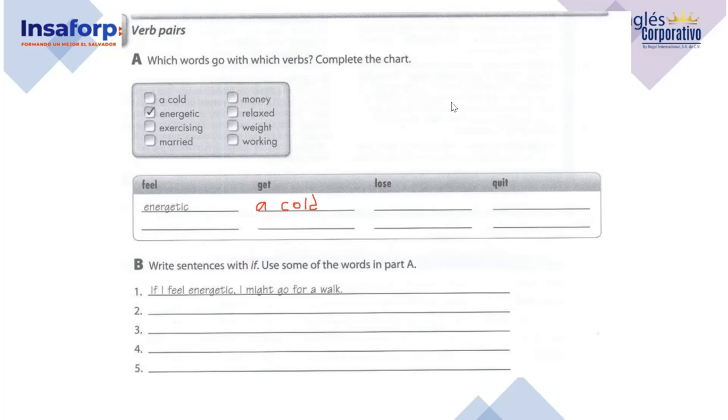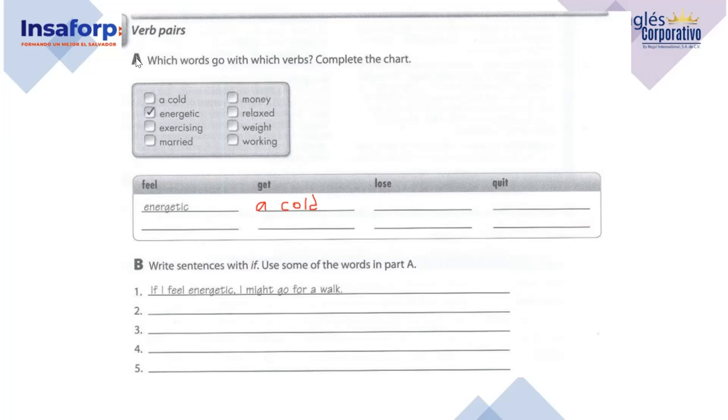Laura? Yes, teacher? Carry on with the rest of the example. You need to have in total 5. Keep working on that. Thank you.